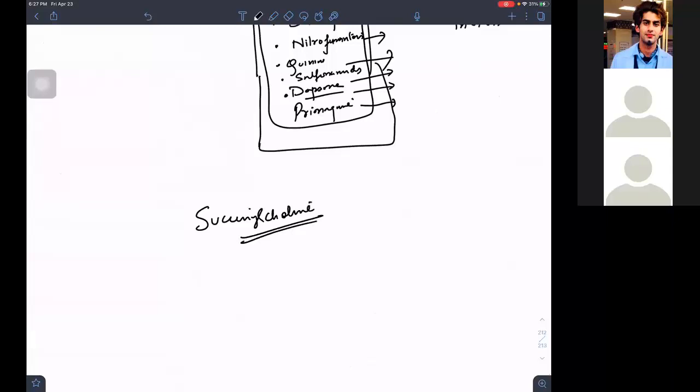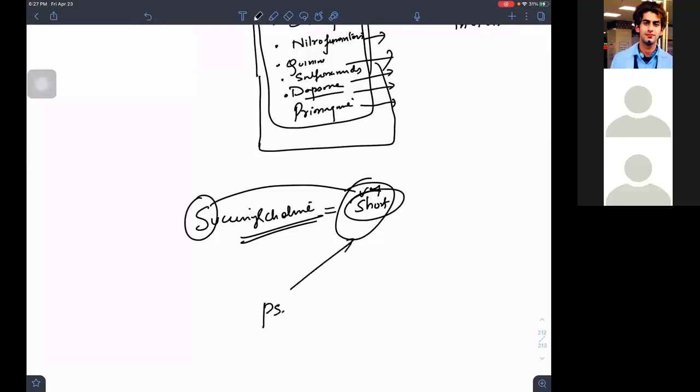So see, succinylcholine is very short acting. Okay, drug. And who metabolizes this drug? It is pseudocholinesterase. Pseudocholinesterase is metabolizing this succinylcholine. So the enzyme is pseudocholinesterase, which is metabolizing succinylcholine.